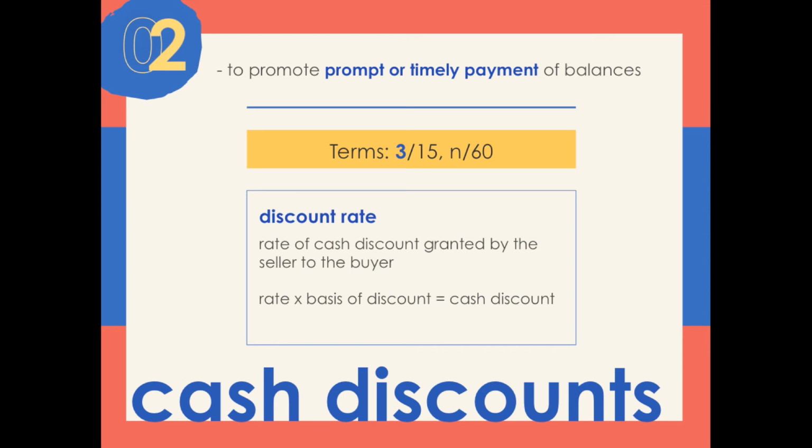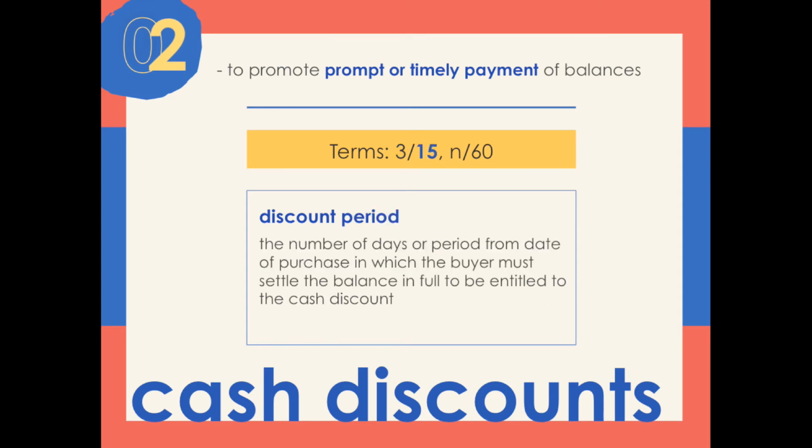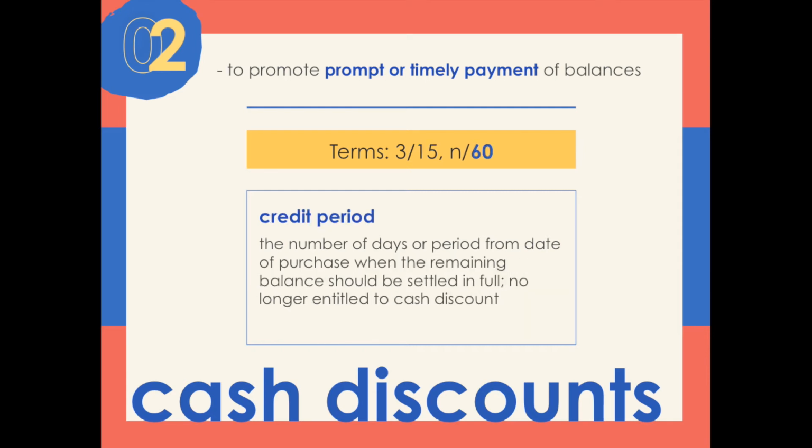The numerator of the first fraction provides the discount rate. Multiplying the discount rate by the basis of the cash discount would give us the amount of cash discount granted to the buyer. The denominator here is the discount period, which gives the number of days from the date of purchase in which the buyer must fully settle the outstanding account balance to be entitled to the discount. The denominator of the last fraction with n or net as the numerator is the number of days from the date of purchase when the unpaid balance should be settled in full. Payment within the credit period but beyond the discount period is no longer entitled to the cash discount.